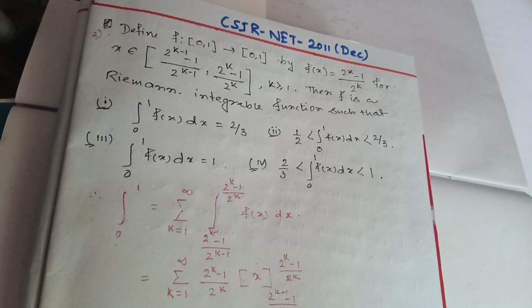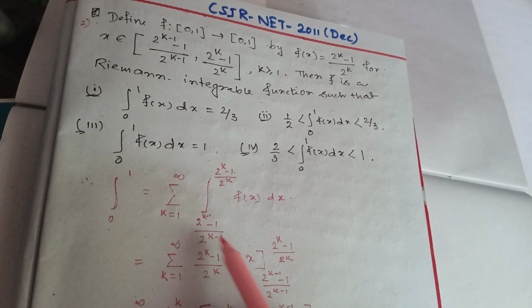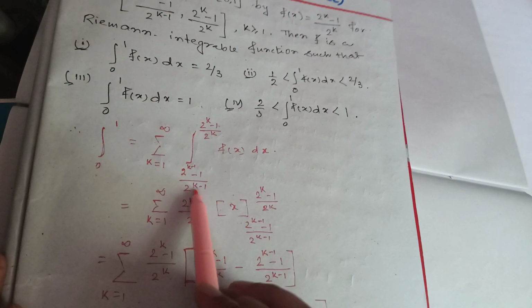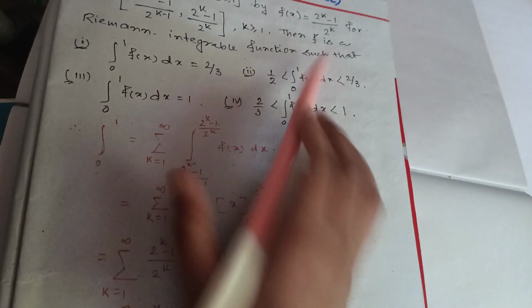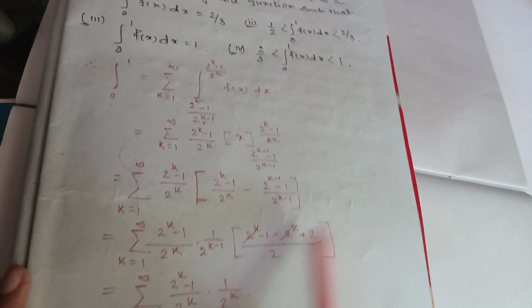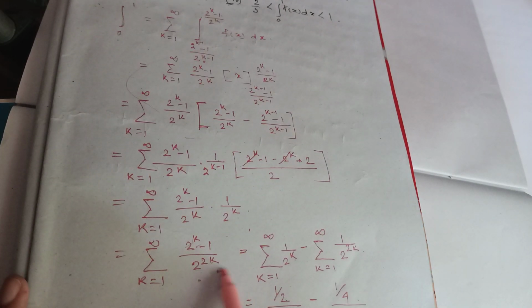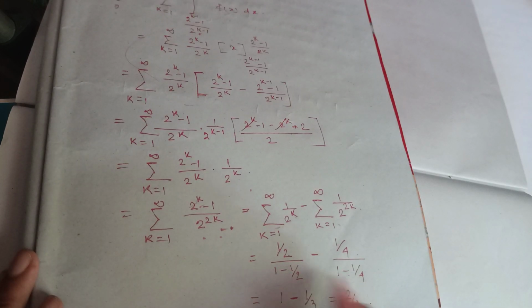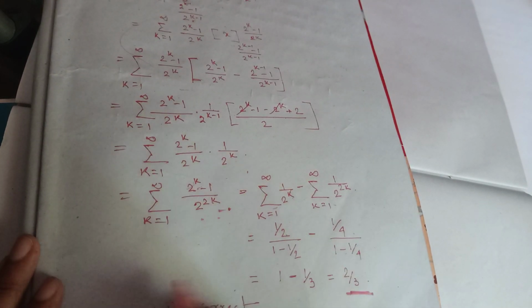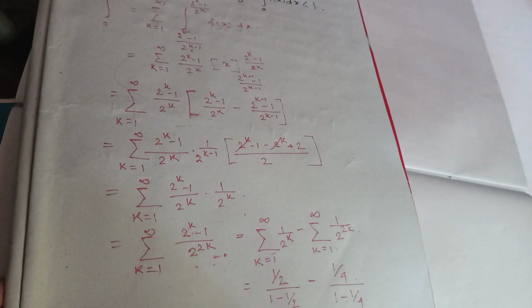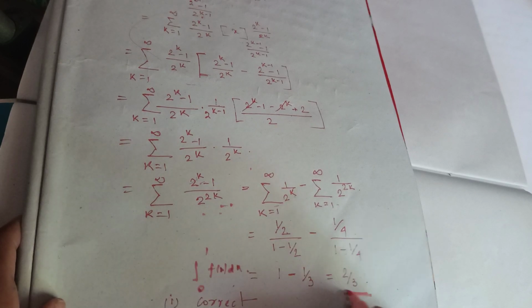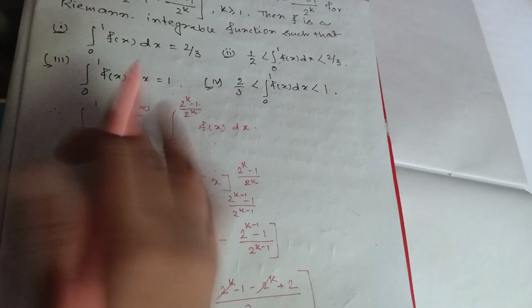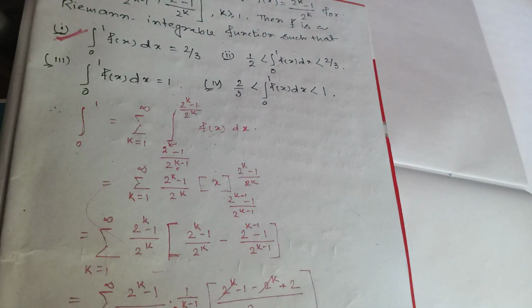Okay, so f is Riemann integrable, so we can write the summation of the integral over each piece of f(x) dx. Putting in the given function, we get this type of summation, and we get the value 2/3. So the integral from 0 to 1 of f(x) dx is 2/3. Option A matches, so the first option is correct. I hope it is clear to everyone.